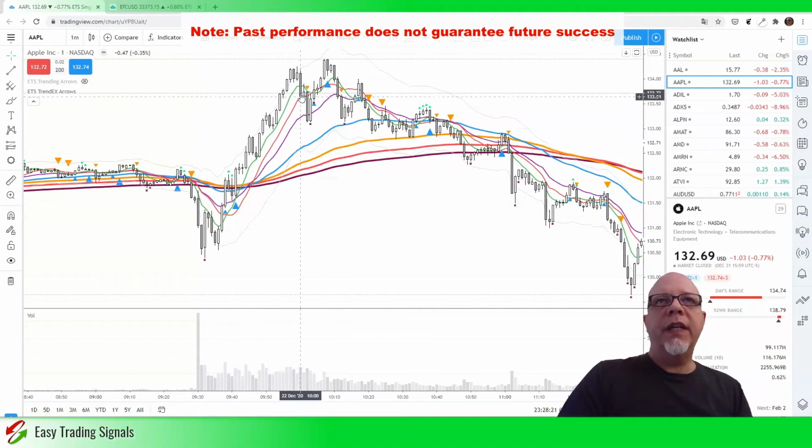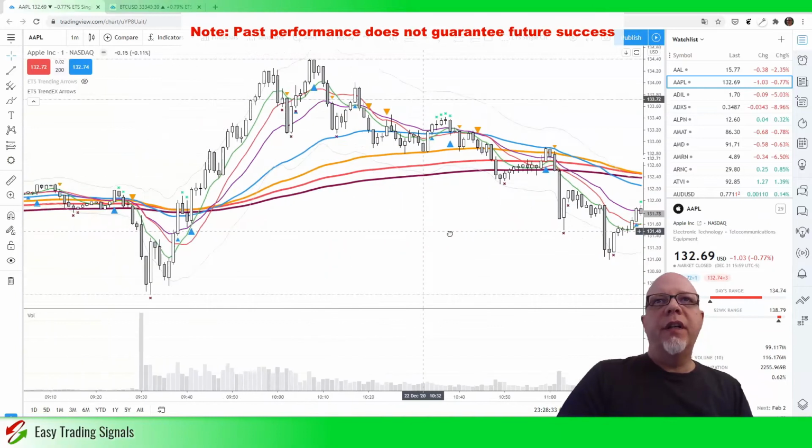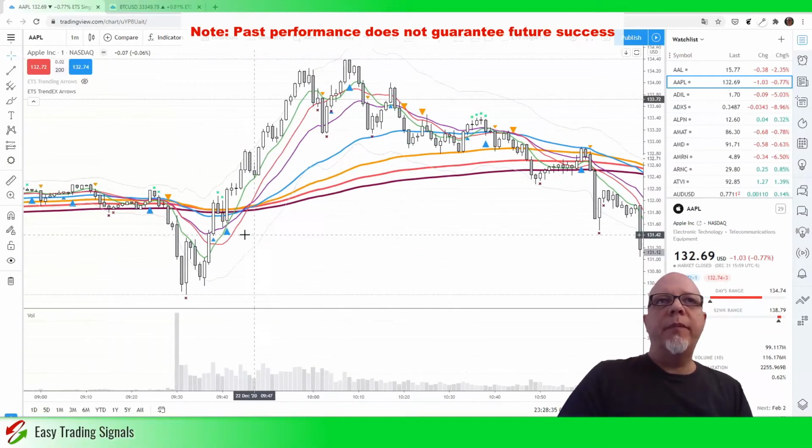And of course, these are excellent to use for exits. And we have the normal potential turnaround indications, these little crosses here as well, that'll pop up as soon as a potential slowdown in the market is detected or potential turnaround in the market is detected.